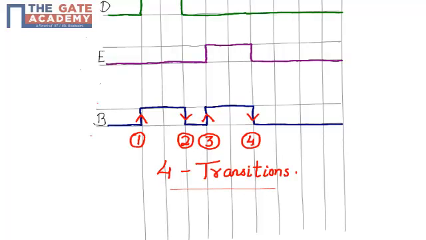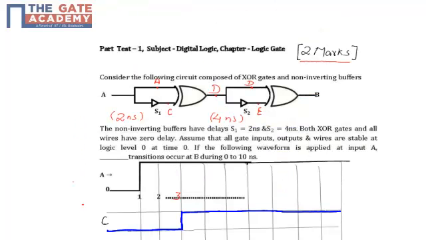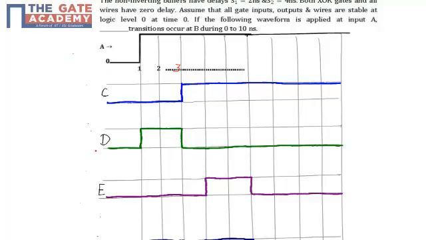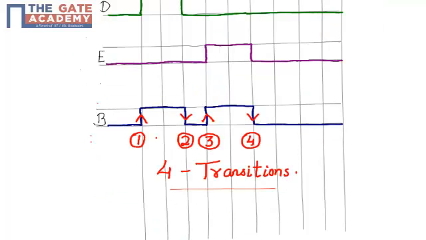So whenever we are given such a circuit, what we will do is go step by step. First of all we will mark our inputs, or let us say points on the wire, and next we will draw the waveform step by step and finally get our final answer, that is over here it is 4 transitions.